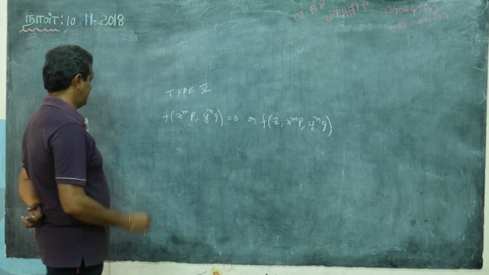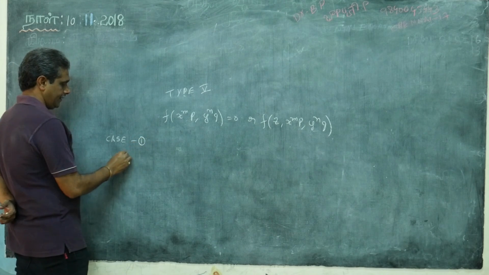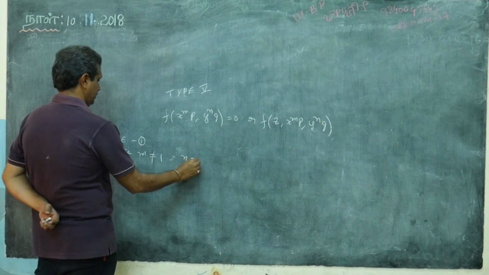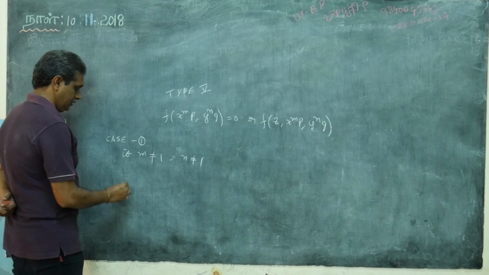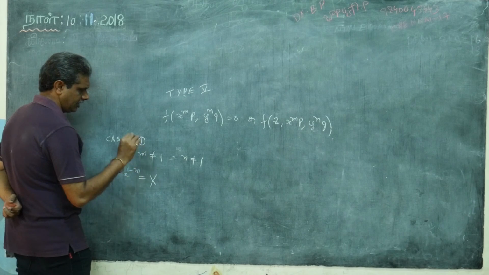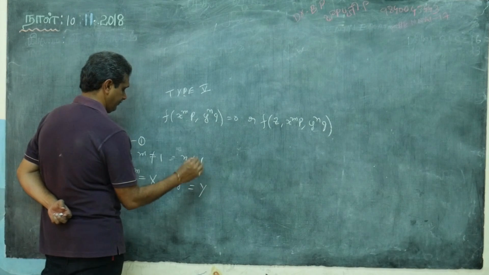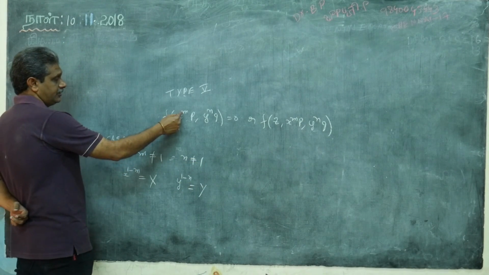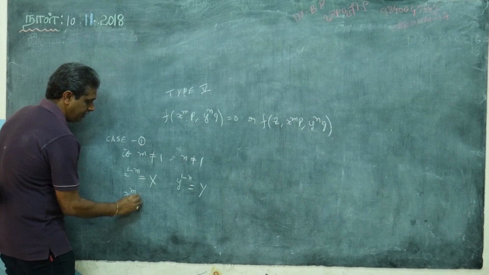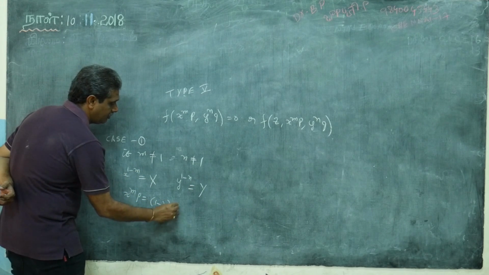Now I will discuss two cases. Case 1: if m is not equal to 1 and n is not equal to 1, then you can substitute x^(1-m) equal to capital X, and y^(1-n) equal to capital Y. Now x^m p becomes (1-m) into capital P.